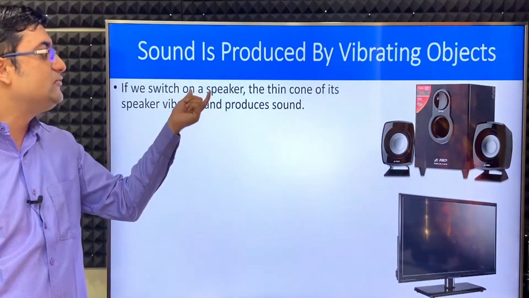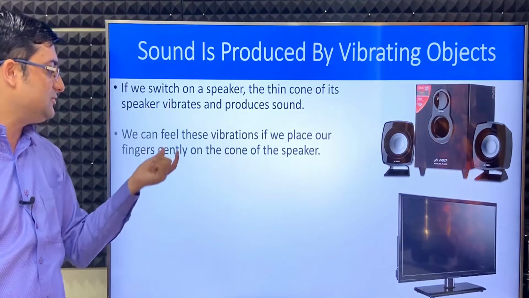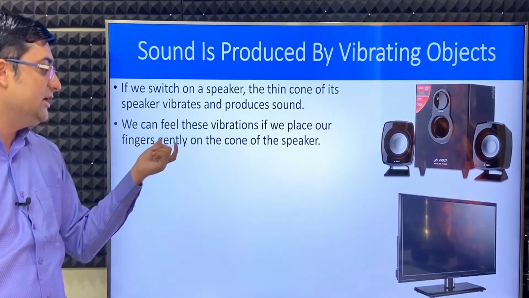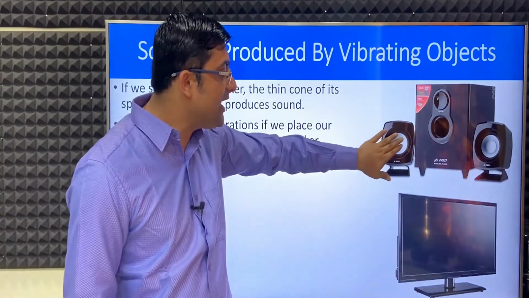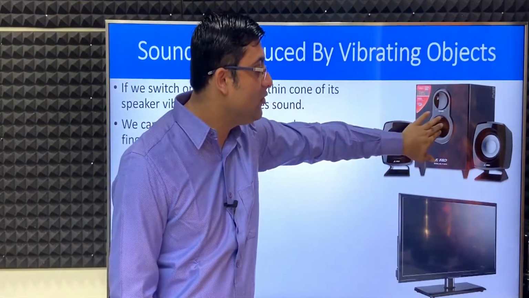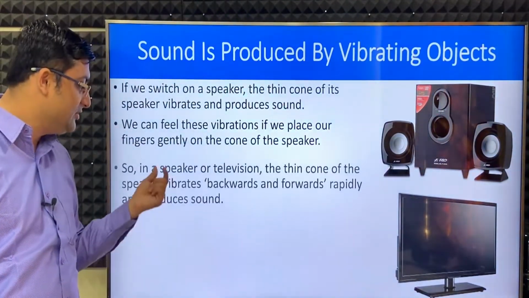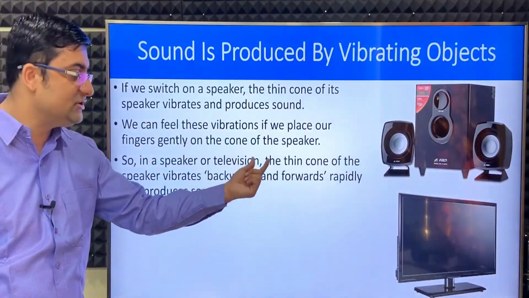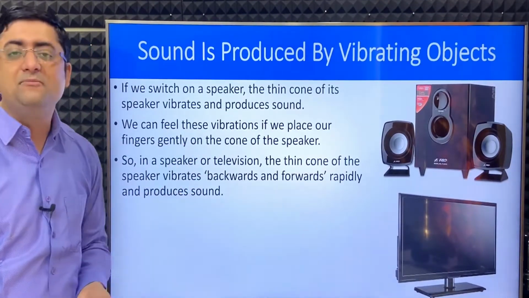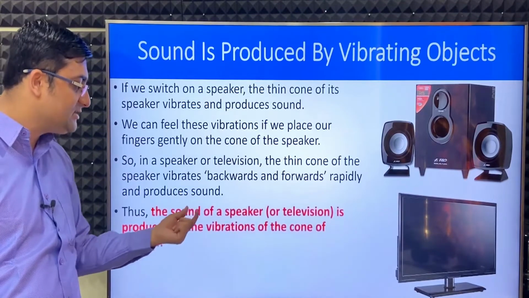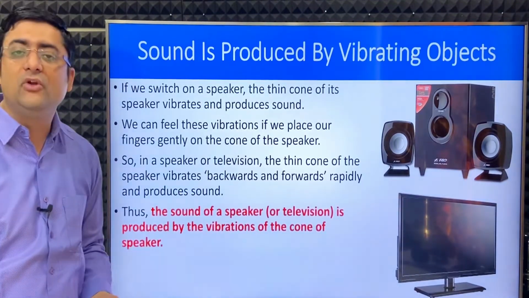So see, if we switch on a speaker, the thin cone of the speaker vibrates and produces sound. We can feel these vibrations if we place our fingers gently on the cone of the speaker. So basically, if you place your hands over here, on this part, or this part, you can actually feel the vibrations. So in a speaker or television, the thin cone vibrates backwards and forwards rapidly and produces sound. Thus, the sound of a speaker or TV is produced by the vibrations of the cone of the speaker.